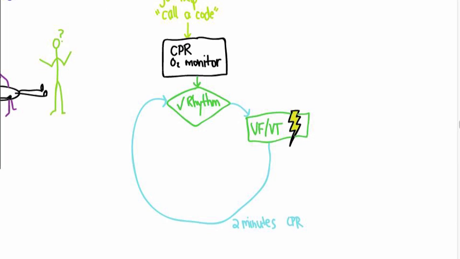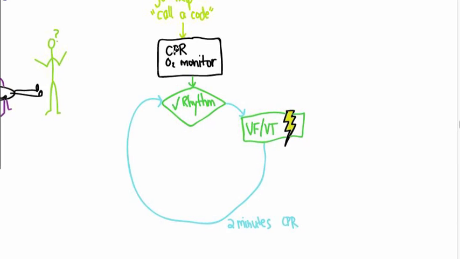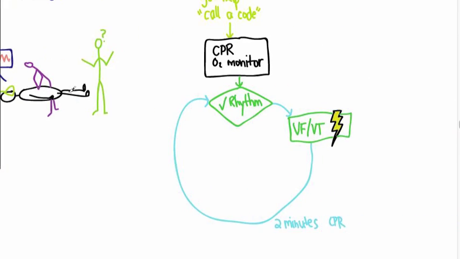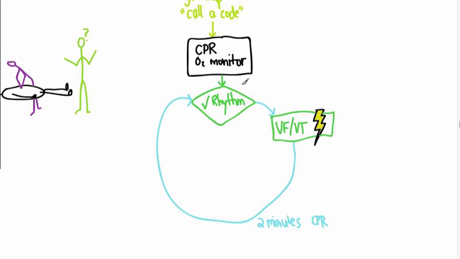So the first thing you do is you call help. You want to call a code. And you initiate CPR, or actually you have someone do it for you when someone comes. And you put them on some oxygen and a cardiac monitor, as we have here. So this guy's got the monitor and he's got some oxygen on. And then the first thing you're going to do is check a rhythm.